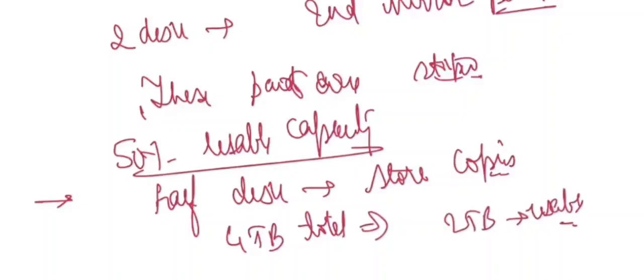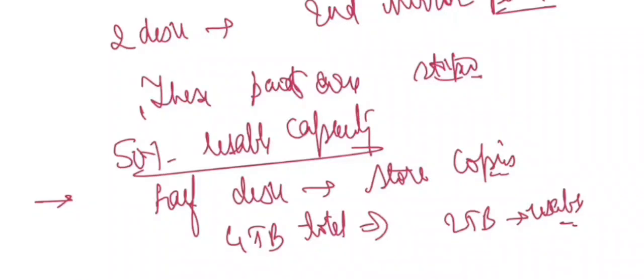So now let's see the options that they have given you: RAID 0, RAID 1, RAID 5, RAID 10. So what do you think? If you talk about RAID 0, it is used only for striping. It is super fast, and you know, zero fault tolerance, no fault tolerance, right? If one disk dies, everything is gone.